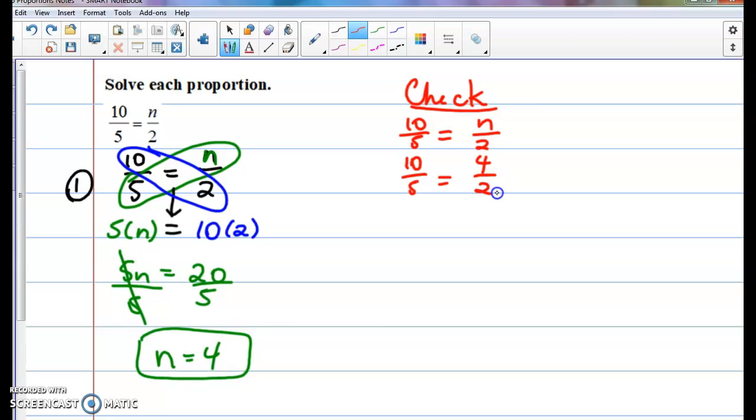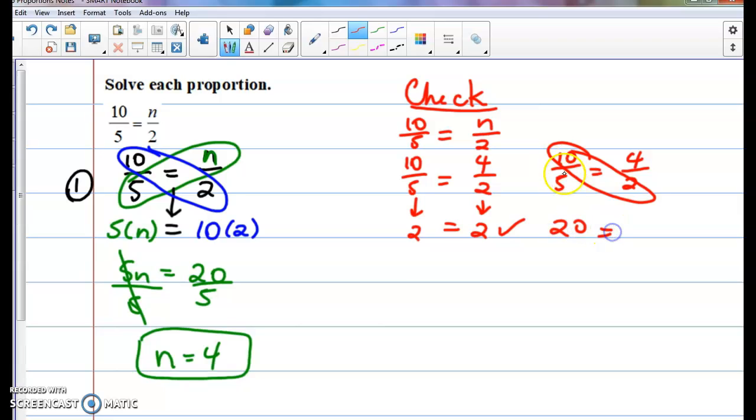A couple of different things you can do. You can reduce each fraction and say 10 over 5 is 2 equals 4 over 2 is 2, and 2 does equal 2, so that works. Or you can cross multiply again and see if those two numbers equal each other. So you can reduce the fractions and or do 10 times 2 and get 20 equals 5 times 4, which is 20, and that also checks. So there's two different ways to make sure you got your proportion correct. Alright, example 2.